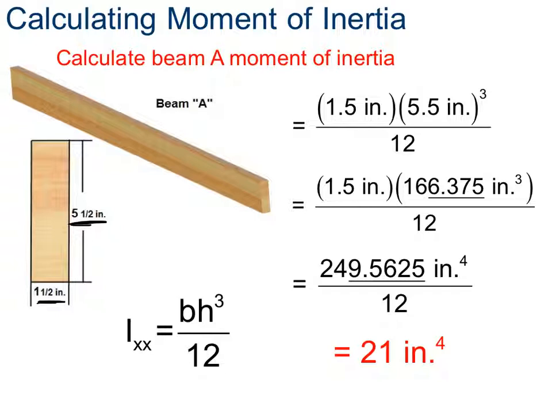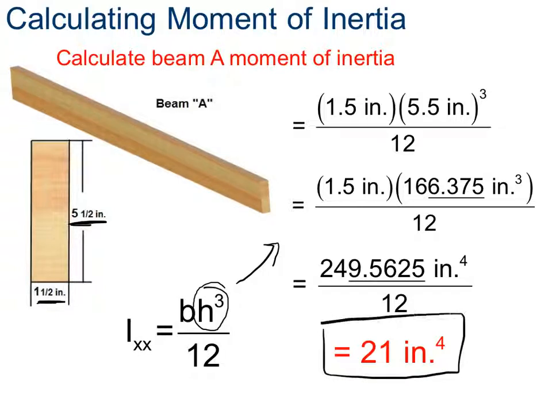And if you notice, the height is being cubed, okay? So this is the algebra that goes along with it. You guys can all plug that in. So you've got 5.5 cubed, which is going to give you this 166. So that gives you a moment of inertia of 21 inches to the 4th power.